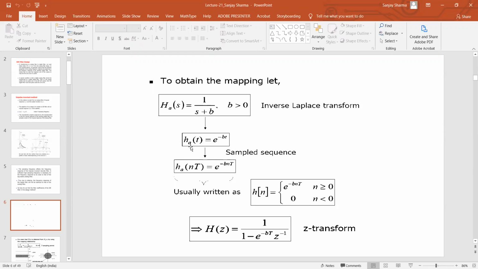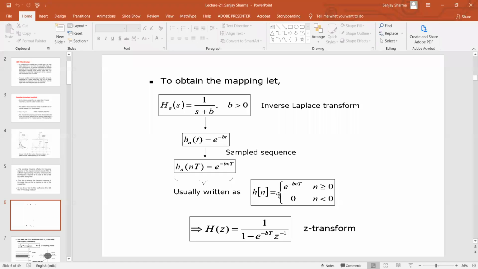How do we get the sampled version? We will replace t with nT, so this small t will be replaced with n capital T. So h(nT) is equal to e to the power minus b n T. h(nT) can usually be written as h(n). So this is given by e to the power minus b n T when n is greater than or equal to 0, and 0 when n is less than 0.